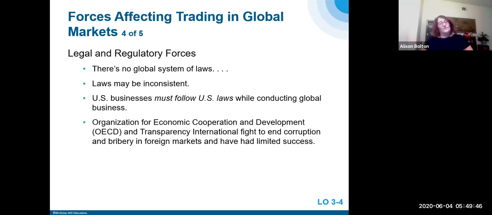Then we go towards the legal and regulatory forces. As I mentioned, different countries have different ways of seeing things, and so there is no equal global system of laws. Every country has different ways of looking at their laws. So this can be difficult at times.